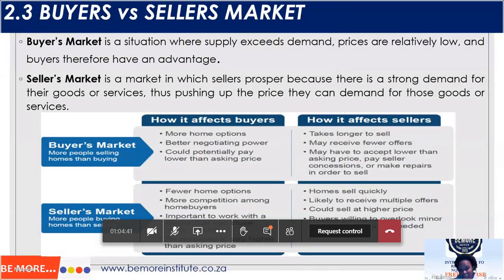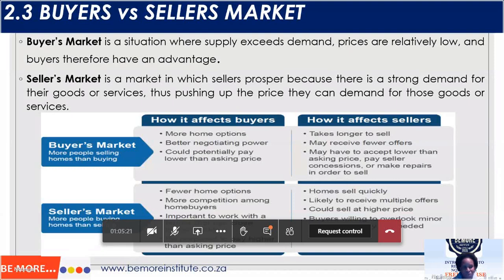What does it mean for sellers when there is a buyer's market? It takes longer to sell your property. You may receive fewer offers because there is a lot of choice out there. Buyers are not fighting for the same property. You may have to accept lower than the asking price. You pay seller concessions, or you have to invest and make repairs. Sometimes you even have to renovate a bit, because when you want to sell your property and an estate agent comes around, if you can do some minor work on your bathrooms or the kitchens, then you get a better chance of selling your property.